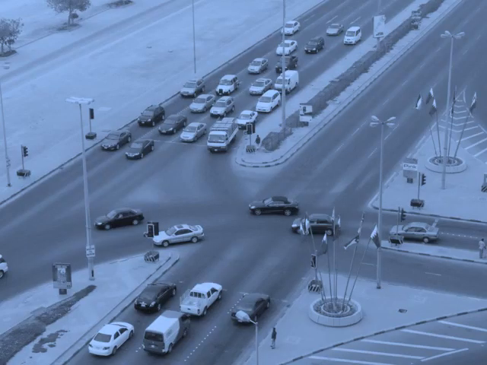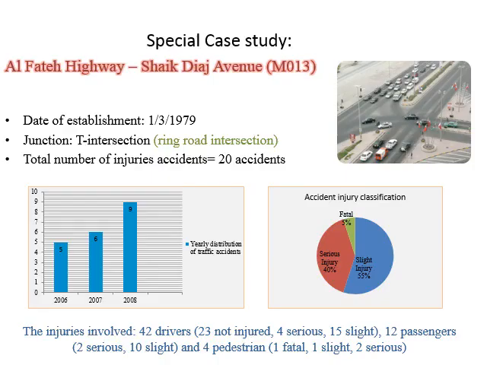Now let us look at an example. This is an intersection in Bahrain, and the traffic data and the accident data were collected for this intersection for 3 years. Let me show you the data. So this intersection is between Al Fateh and Sheikh Zayed Highway, and it started working in 1979. It's a T intersection.